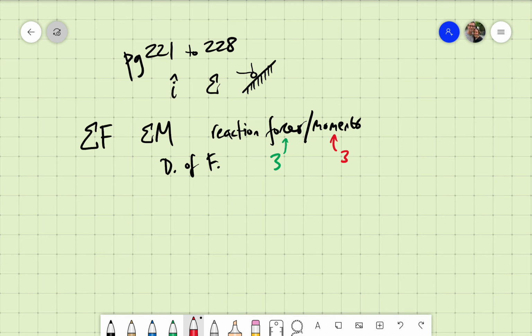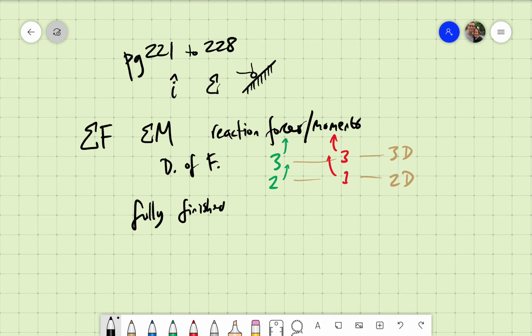when you're in 3 dimensions. When you are in 2 dimensions, there are actually only 2 possible reaction forces at most, and only 1 possible reaction moment at most. Okay, this is all just stuff we've talked about, but we're going to kind of put it all together today to do fully finished free body diagrams.